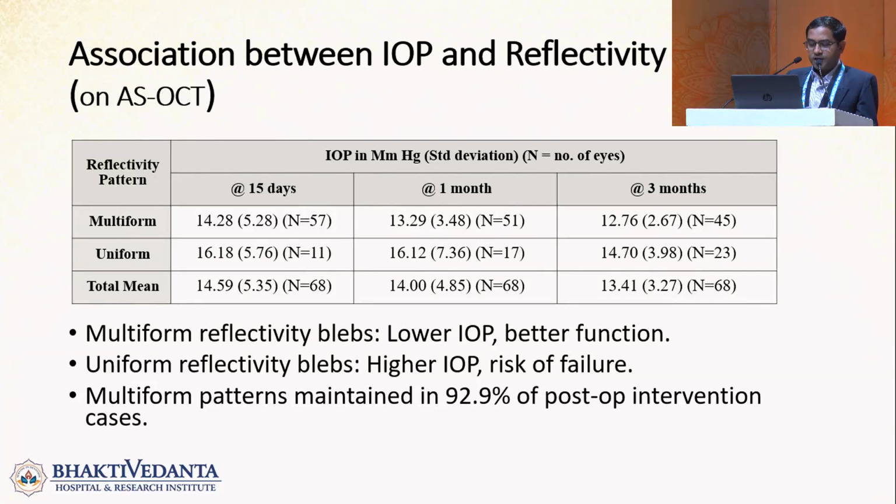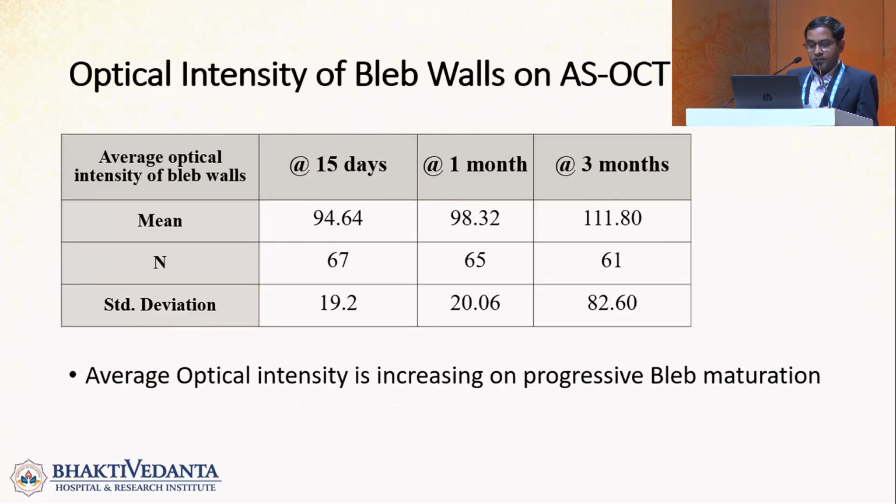AIOS2025 revealed two types: the uniform reflectivity, which was associated with higher IOP and lower filtration efficiency, and multiform reflectivity, which indicated multiple drainage pathways and better IOP control. AIOS2025 demonstrated that multiform reflectivity was maintained in 92.9% of eyes following postoperative interventions, whereas untreated blebs showed a conversion to uniform reflectivity, leading to a marginally higher IOP compared to the multiform group.